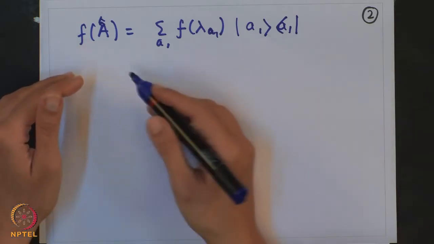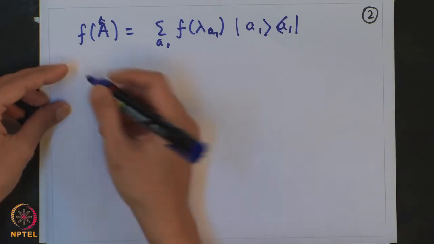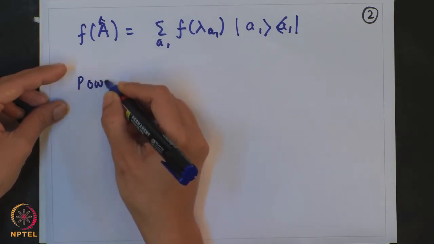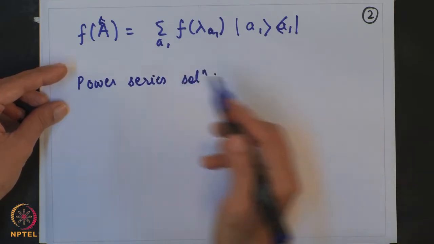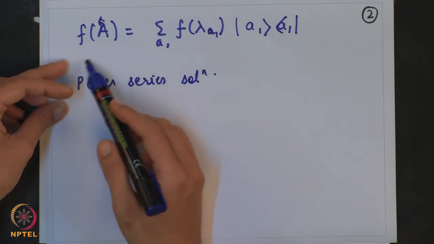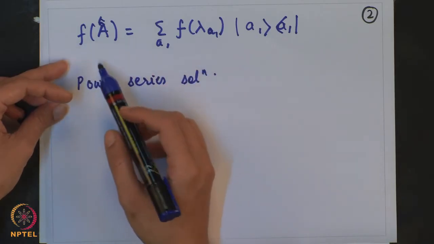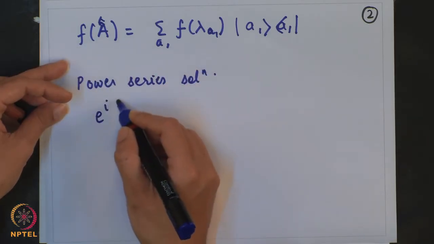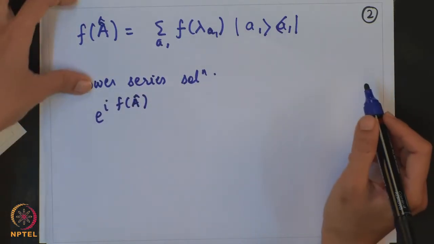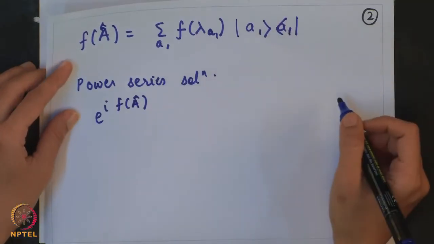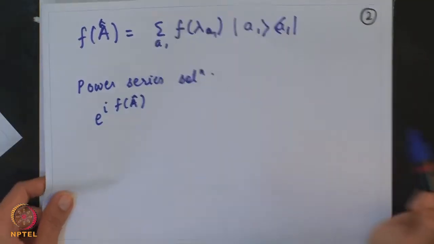Okay. Similarly, one can write it in terms of the power series solution. That is, you take this and as an exponent, e raised to i f of A prime can be expressed in terms of these bases. So simply you can rewrite it in terms of the eigenvectors, in terms of these bases. So the operator on this basis.